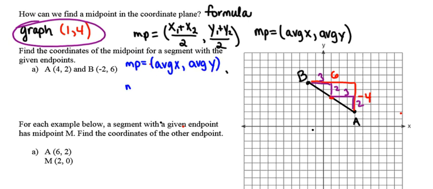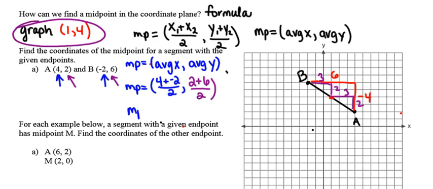And now I'm going to go ahead and substitute into my formula. My two x values that are given to me for the endpoints are 4 and negative 2. And it doesn't matter which order you plug those in. And my two y values that are given to us for the coordinates of the endpoint are 2 and 6.